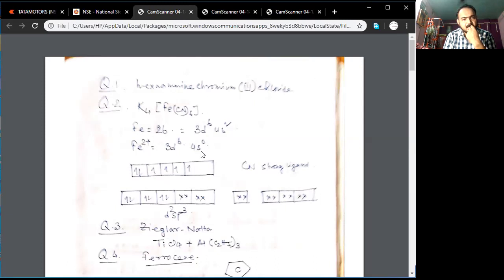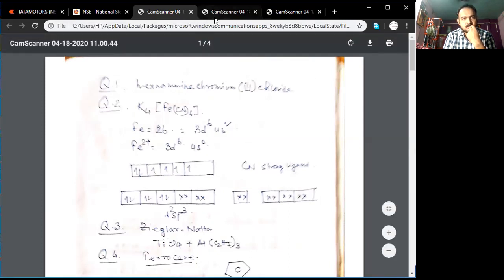So the hybridization becomes d2sp3 hybridization, because 2 d orbitals are occupied, 1 s orbital is occupied, and 3 p orbitals are occupied. It is known as d2sp3 hybridization. Actually it is an inner orbital complex with a magnetic moment of 0. Exactly this example was given in my lecture. You can see the lecture.